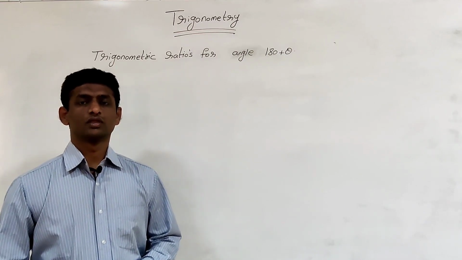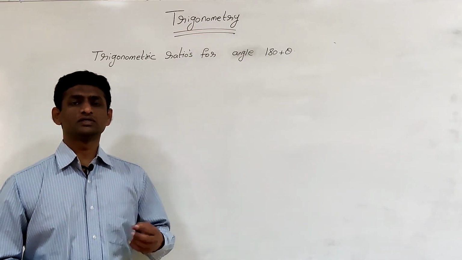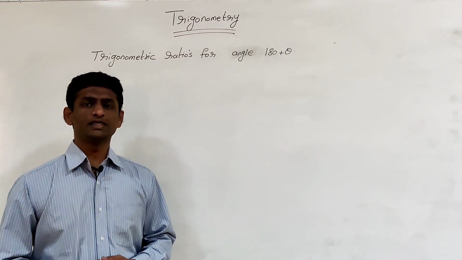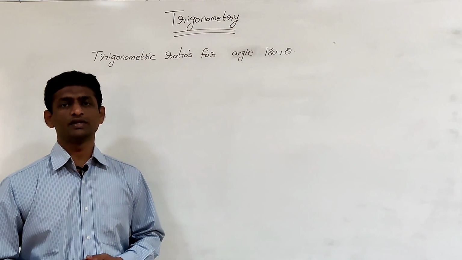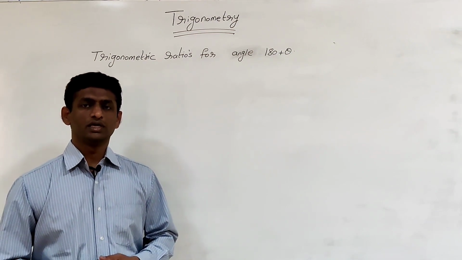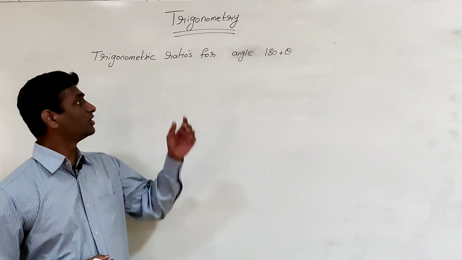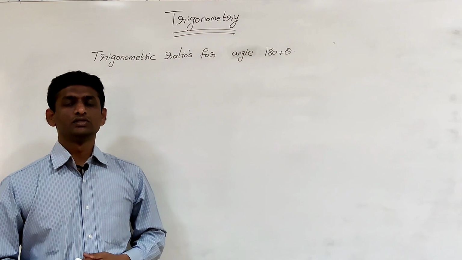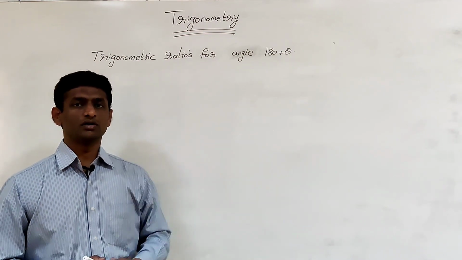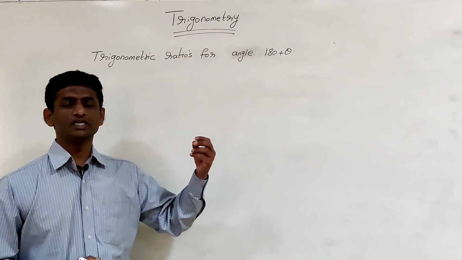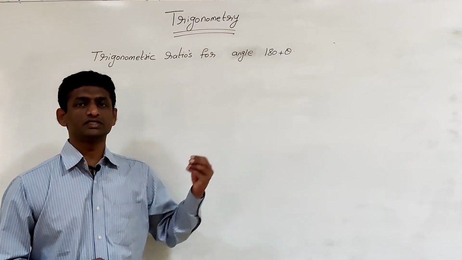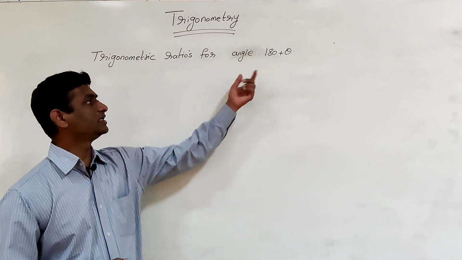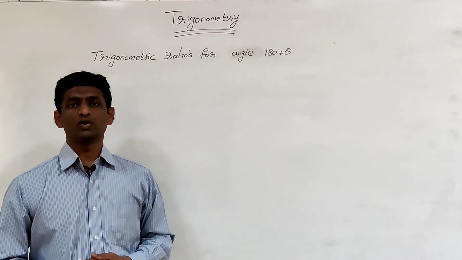Hello students, in the previous class we discussed the trigonometric ratios for the angles 90 minus theta, 90 plus theta and 180 minus theta. Now in this session we will go for trigonometric ratios for an angle 180 plus theta. Based on the previous properties we have seen for 90 plus theta, 90 minus theta and 180 minus theta, and the proofs of those, we will see what the trigonometric ratios for 180 plus theta are.